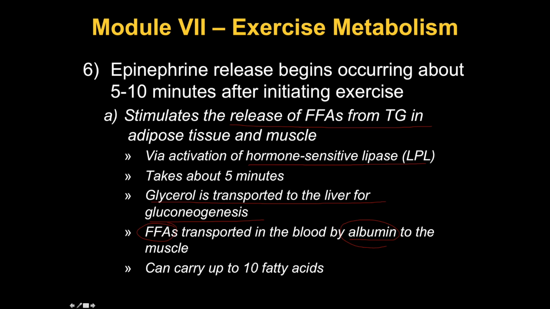And that albumin can carry about 10 fatty acids. So there's a significant amount of fatty acids that are going to be delivered to the working muscle, so we can take advantage of oxidative metabolism. So all of this is going on at the same time.